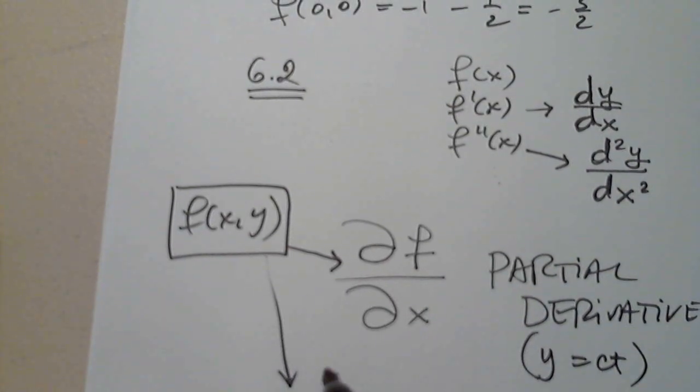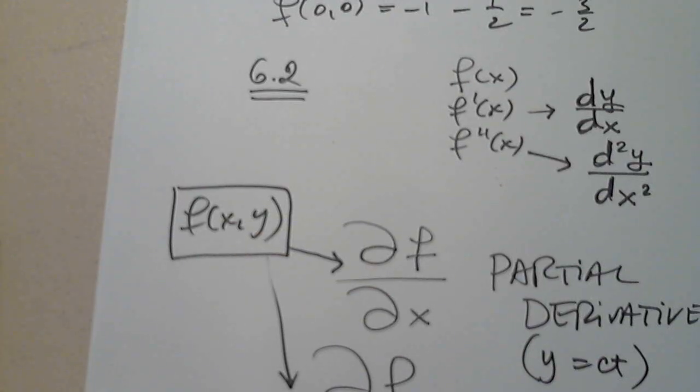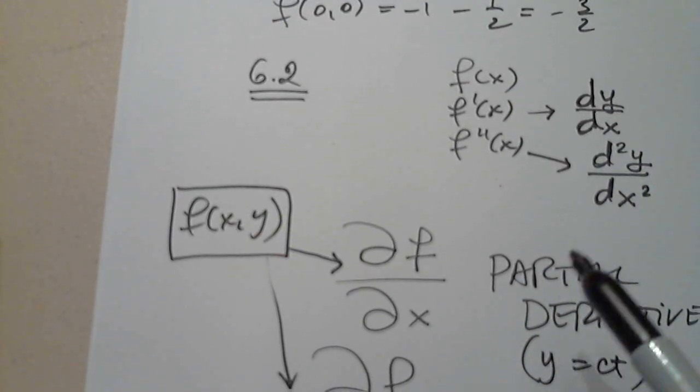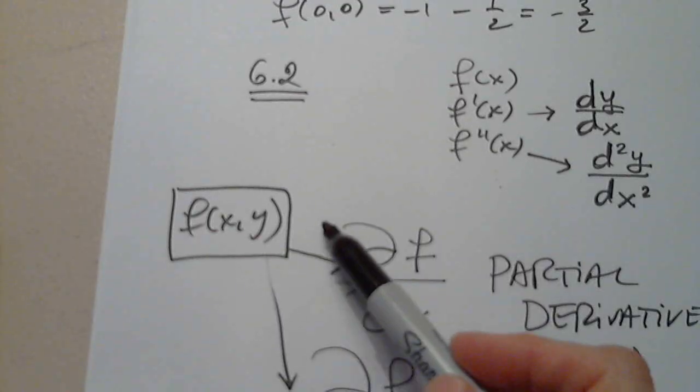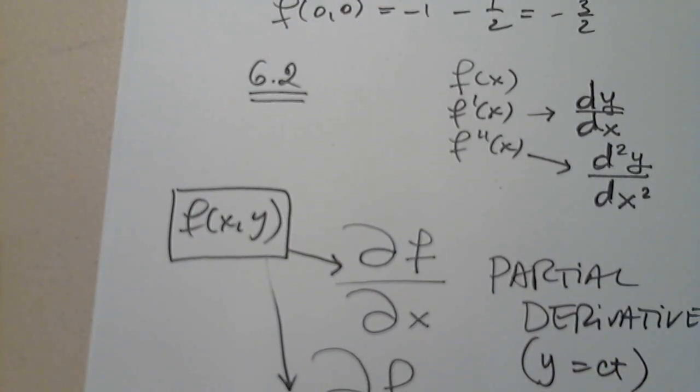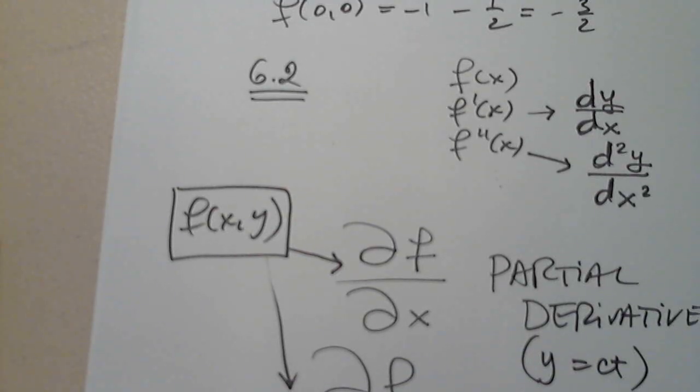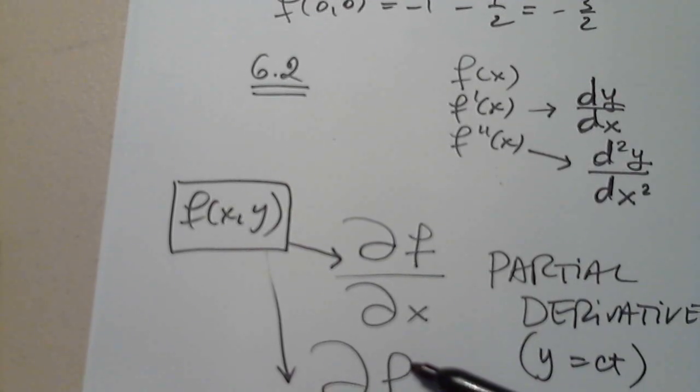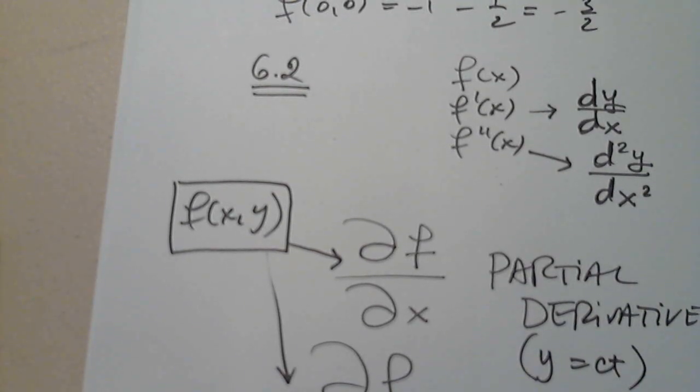I also have a second partial derivative. It's not the regular d. It's a roundabout d, if you want. So this is also a partial derivative, but it's the partial derivative of f with respect to y, meaning x is considered constant. So this is what we need to practice now: how to find the partial derivatives of a function with two variables.